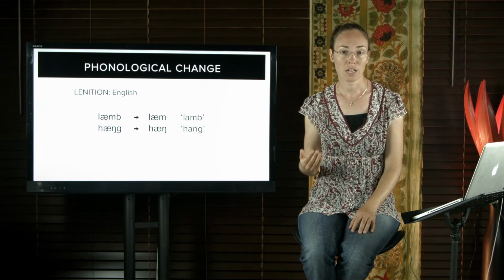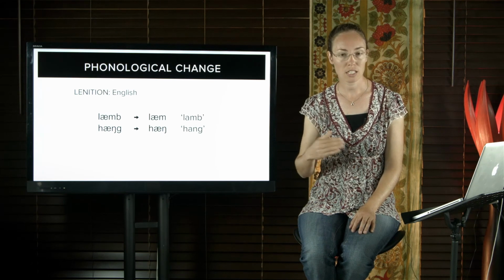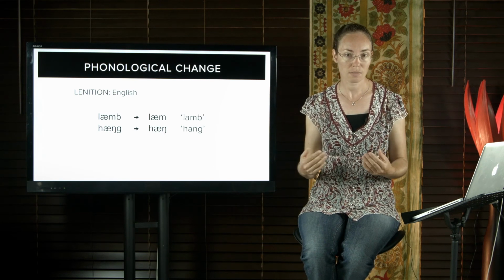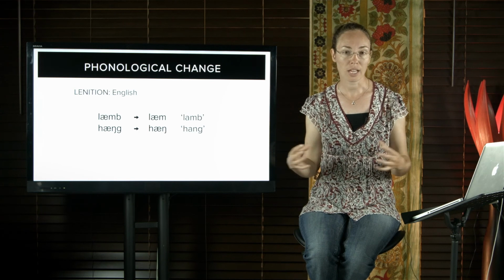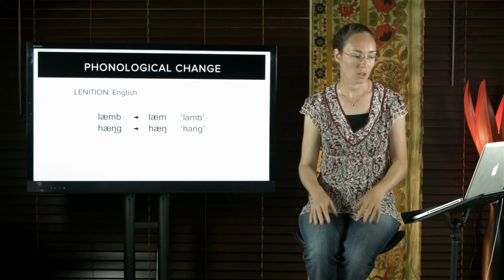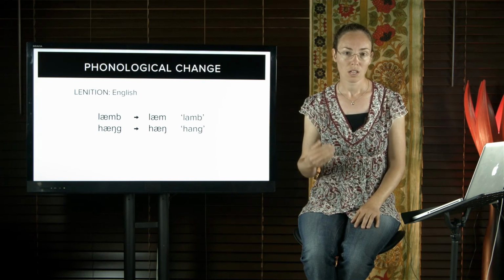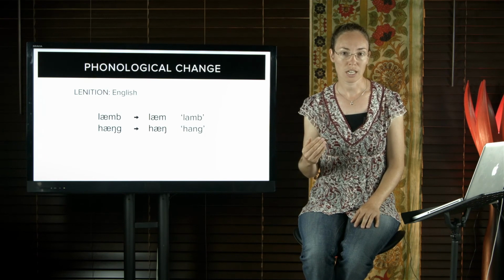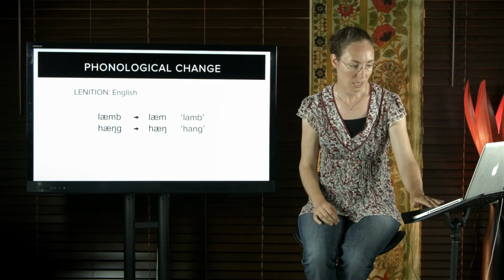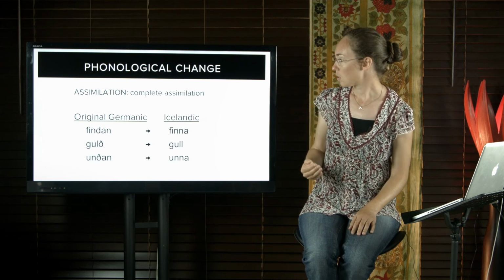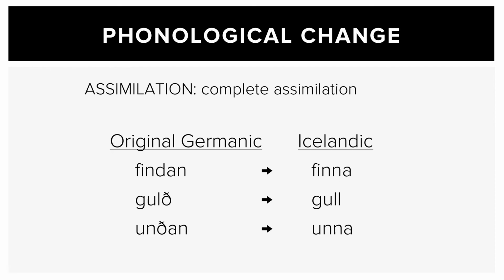Another very common kind of change occurs when a sound is affected by the other sounds around it. Sounds can become more like the sounds around them. This is called assimilation. Complete assimilation involves the sound becoming exactly the same as the sound next to it. So from the original Germanic, findan, in Icelandic this has become finna. Gulth has become gul, and unthan has become unna.